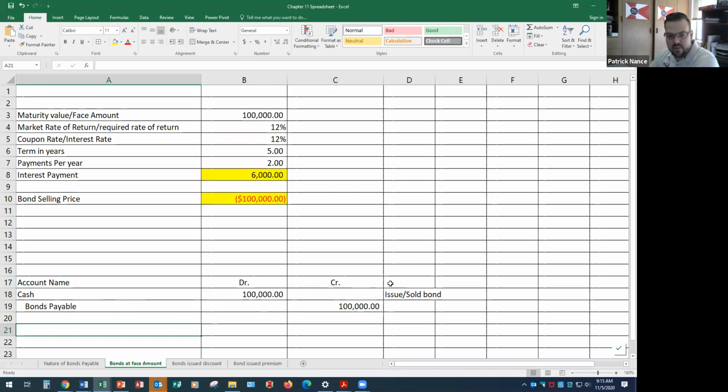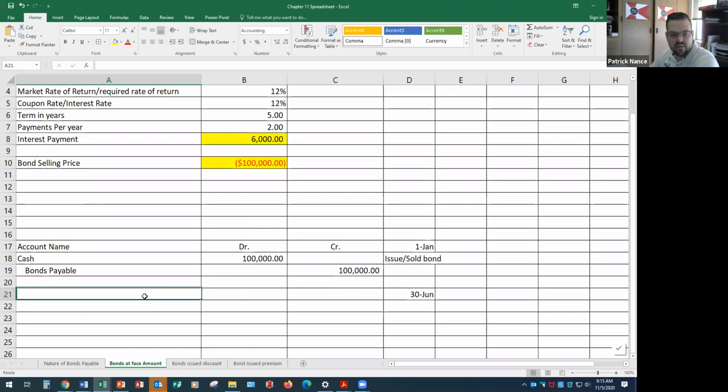Then every 6 months, I'm going to pay interest. So we have June 30th, and I'm going to pay the $6,000 of interest. So I'm going to debit interest expense for $6,000, and I'm going to credit cash. I'm increasing interest expense because I'm paying interest, and I'm decreasing cash because I'm paying my interest with cash.